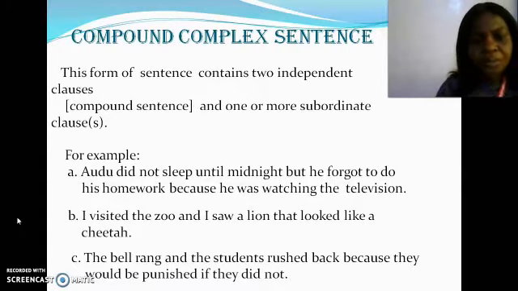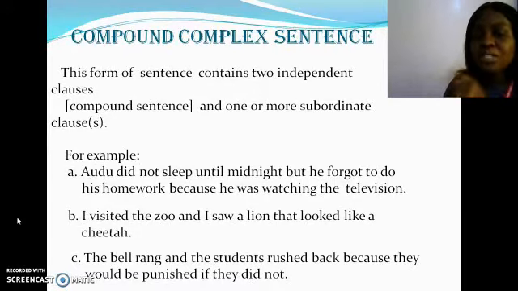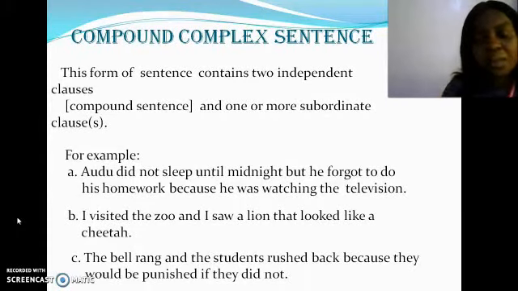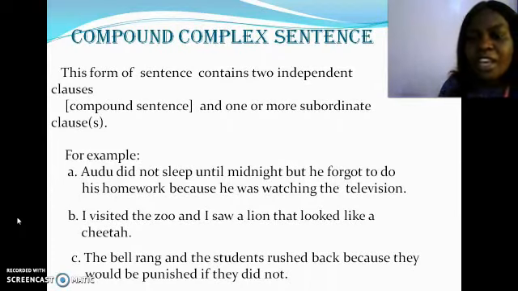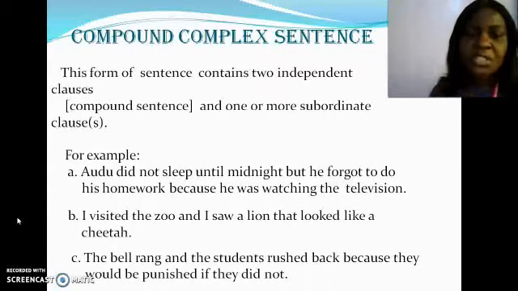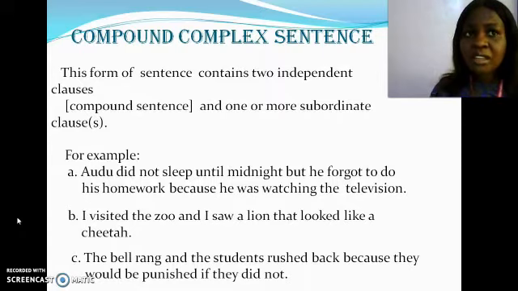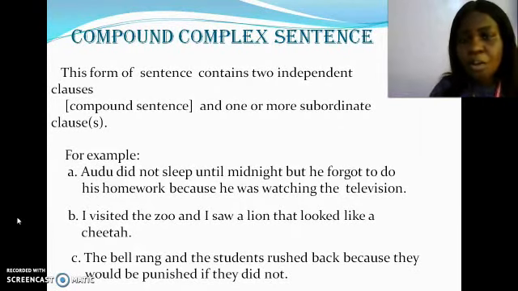Right. An example is, Audu did not sleep until midnight. Can you tell me the type of sentence that is? Yes, straight up, simple sentence, independent clause. He forgot to do his homework. Simple sentence. Now we have, Audu did not sleep until midnight, but he forgot to do his homework, because he was watching the television. Because is a subordinate conjunction introducing the subordinate clause. So we have two independent clauses and one subordinate clause. That gives us our compound complex sentence.